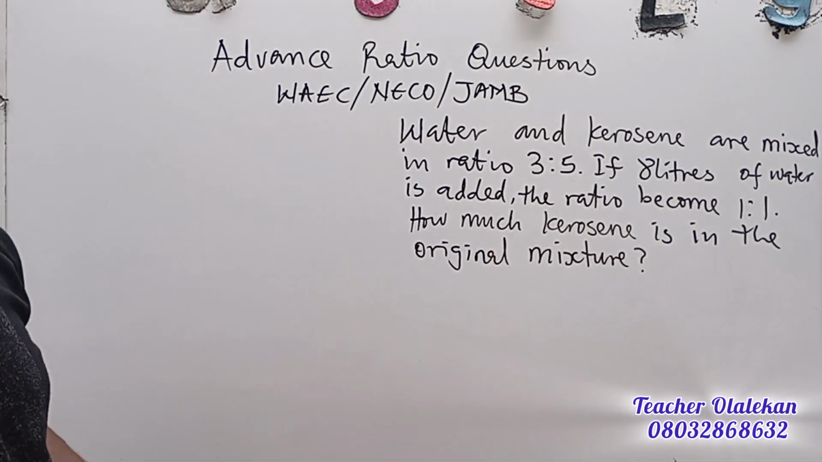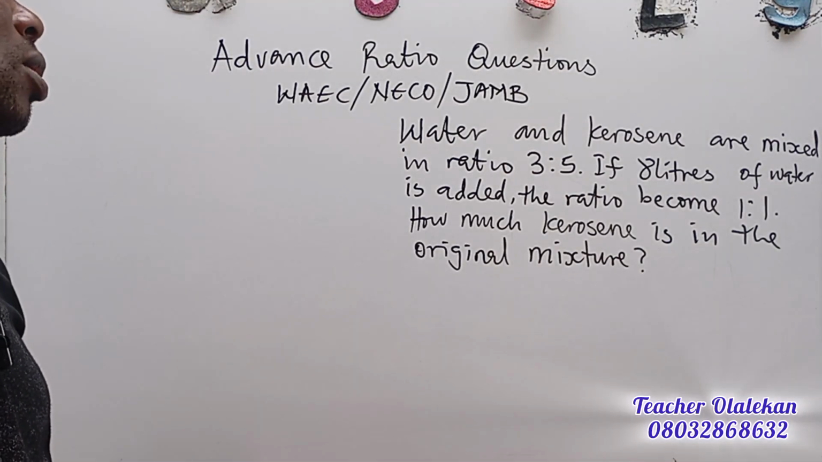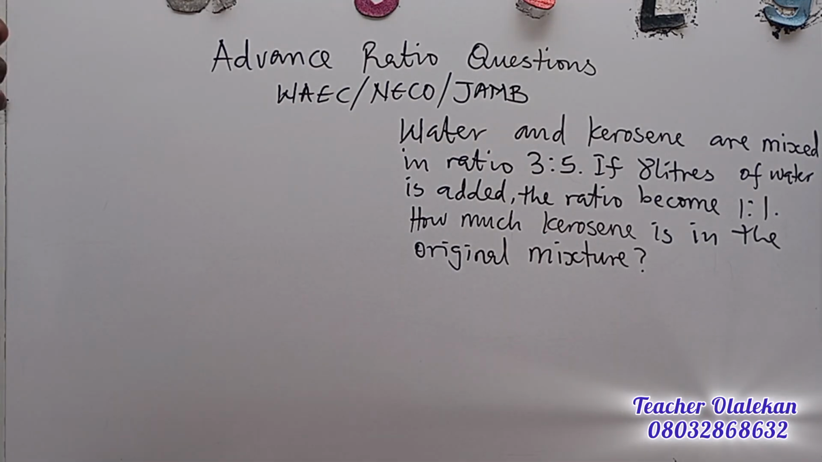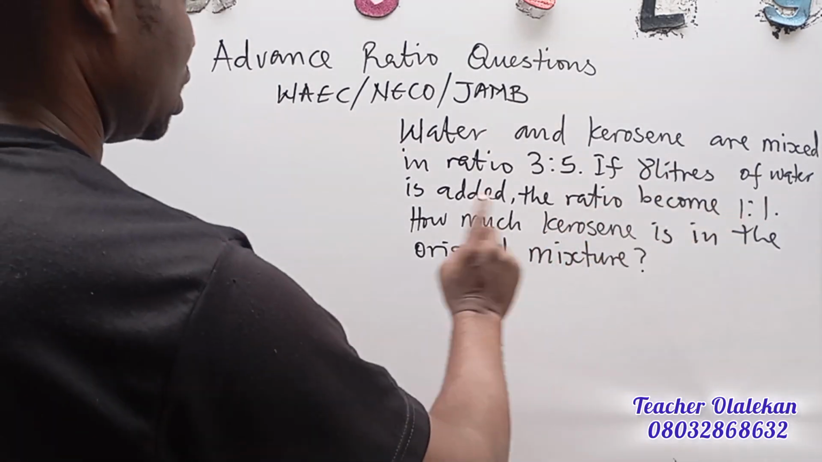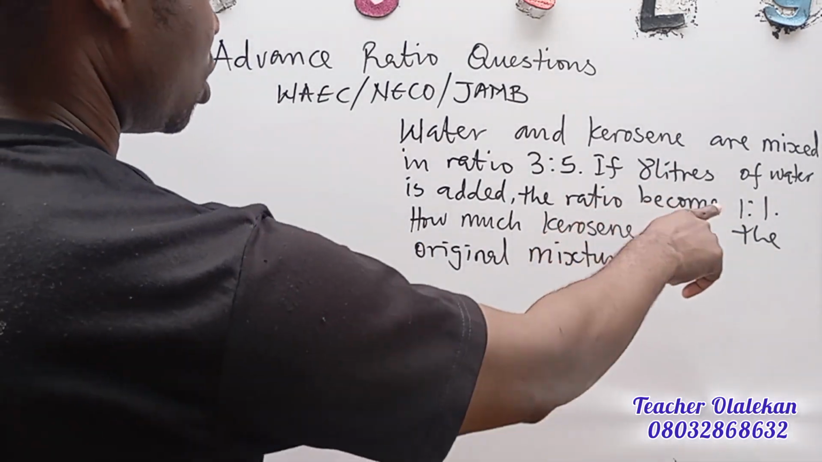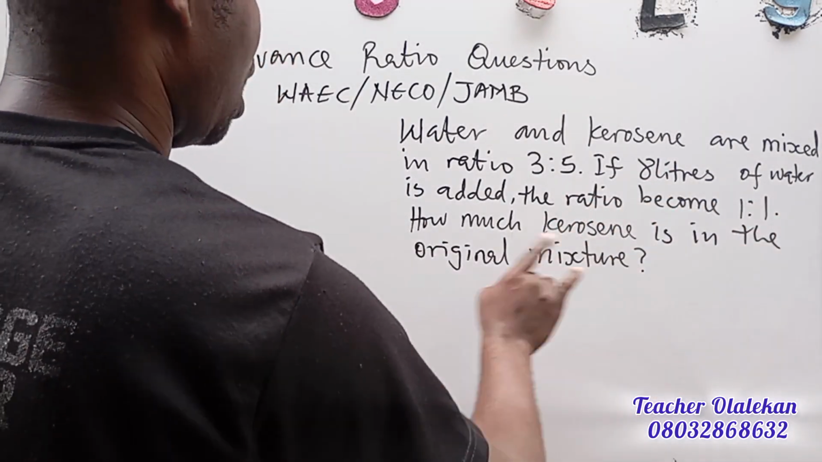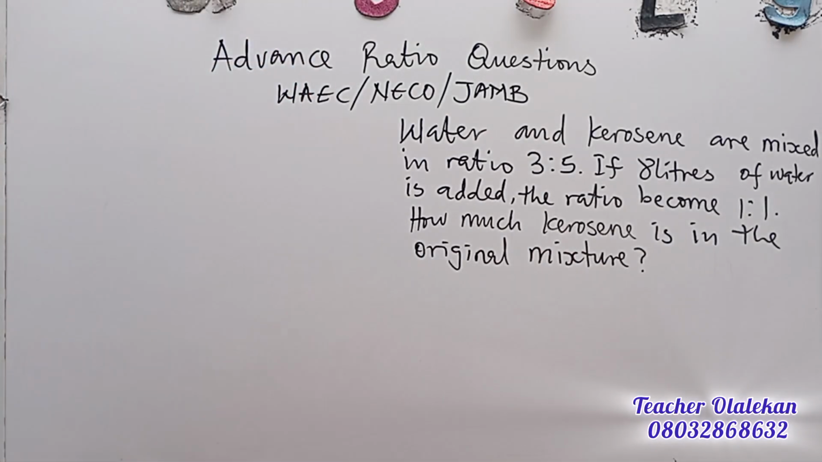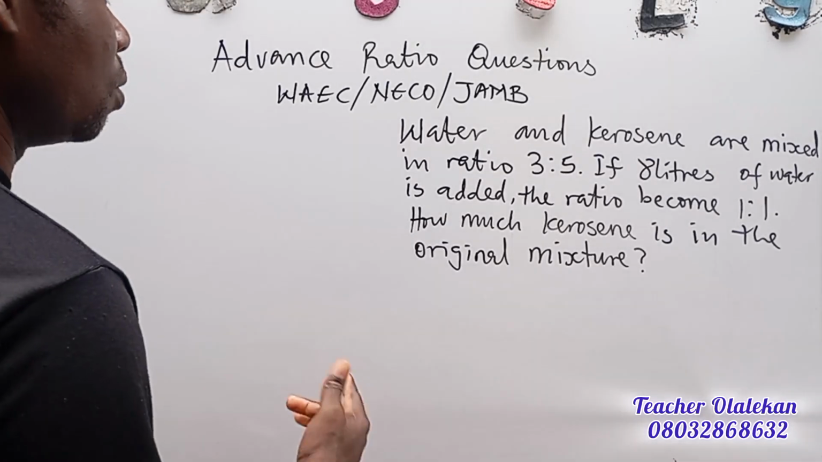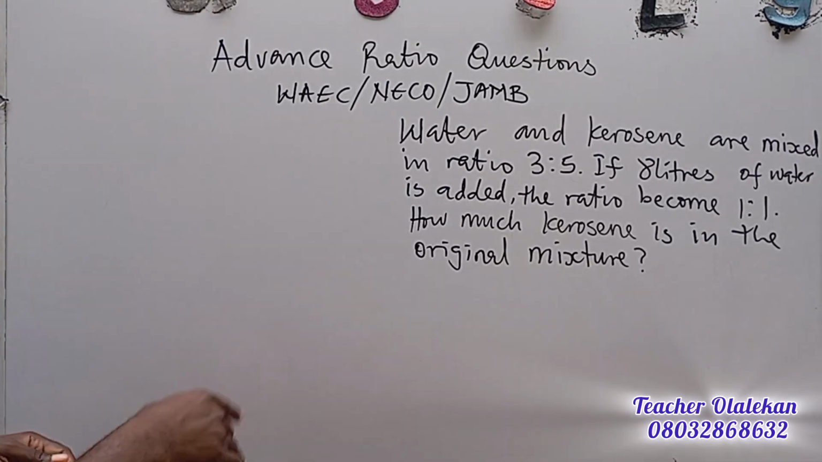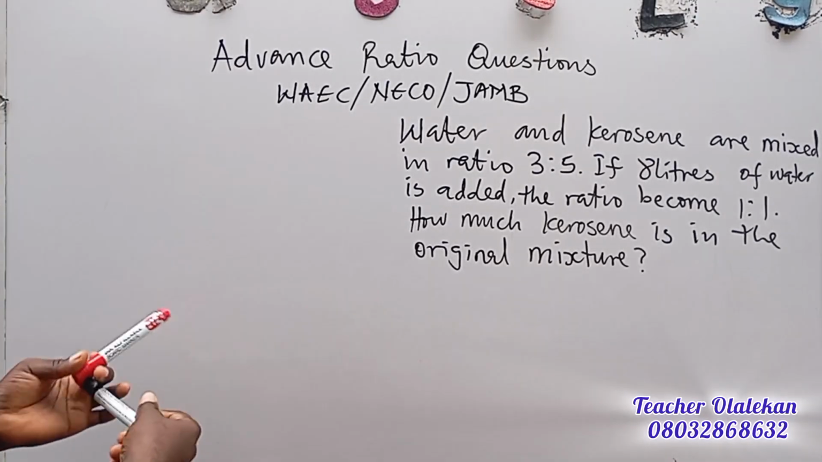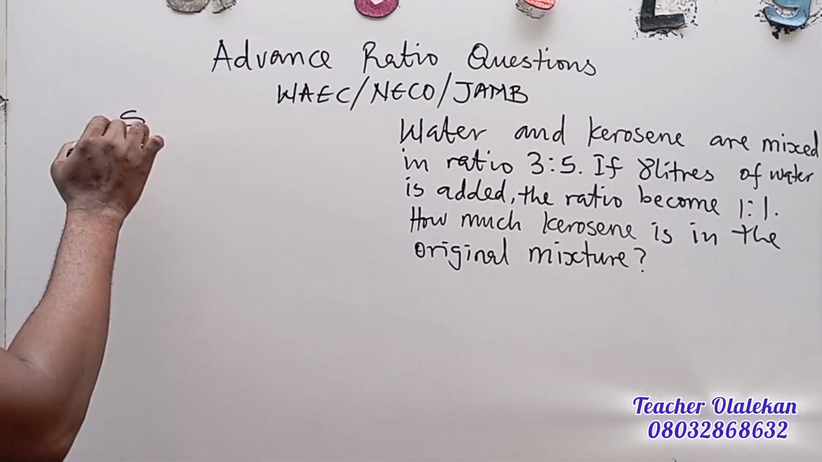Water and kerosene are mixed in the ratio 3:5. If 8 liters of water is added, the ratio becomes 1:1. So how much kerosene is in the original mixture? In this one, we are looking for the amount of kerosene that is in the original mixture. But do not forget to get started in your solution.